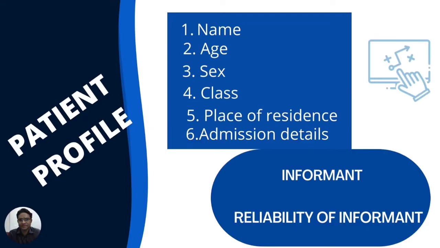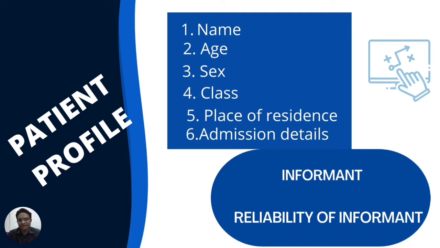History taking is an art that begins with the basic information, documentation of name, age, sex, class, place of residence, and admission detail, either admitted through OPD or emergency, which gives a clue about the disorder. Informant is a person who presents the history on behalf of the child. It may be mother, father, grandparent, or any person.